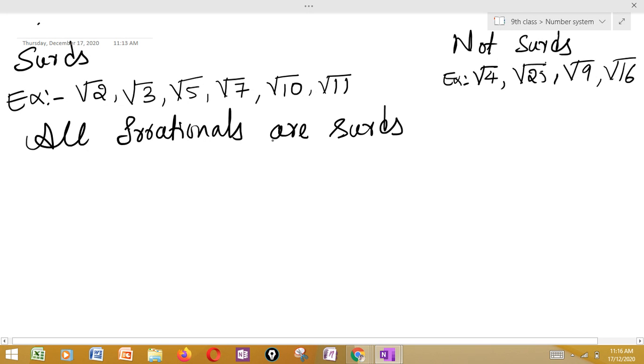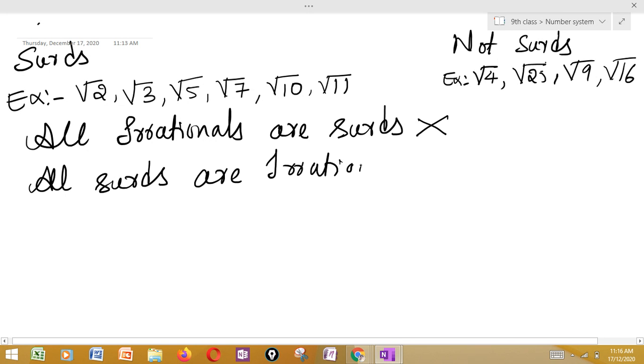To say that all irrationals are surds is wrong. But if you say that all surds are irrationals, then it is true. All surds are irrational, then it becomes true. But if you say that all irrationals are surds, it is wrong. Can anybody say why the statement that all irrational numbers are surds is wrong?